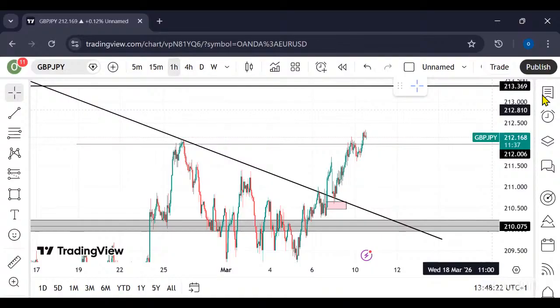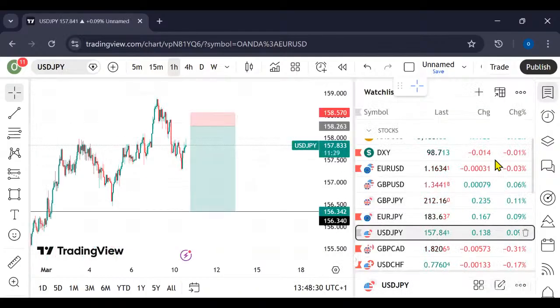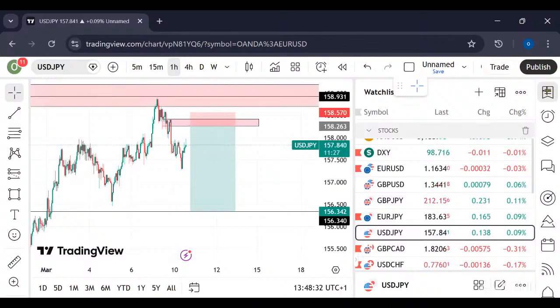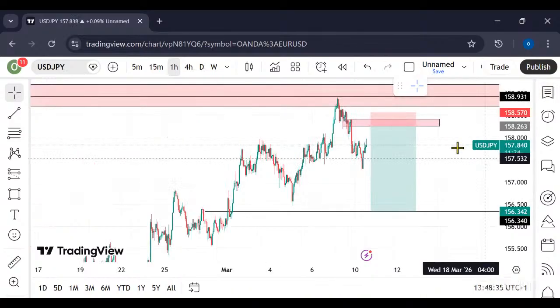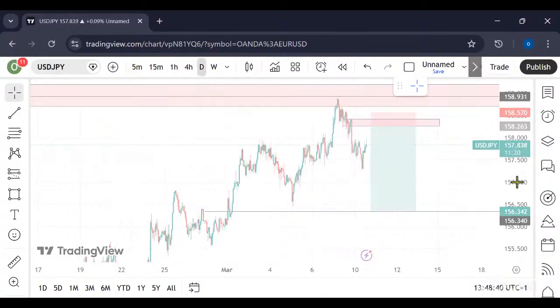Now, the other pair that is on my list is USD JPY. When I started this live, this was the first trade I shared, USD JPY. Let me start from higher time frame and analyze USD JPY.